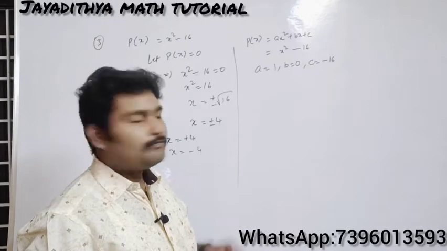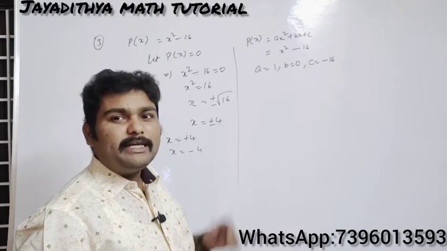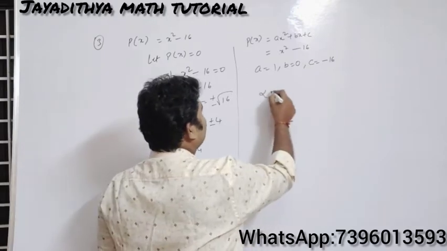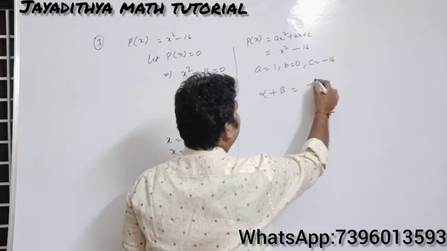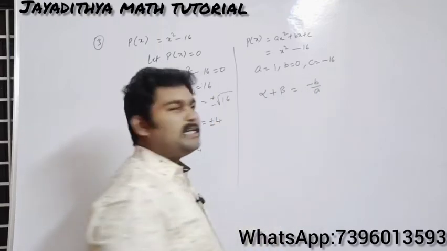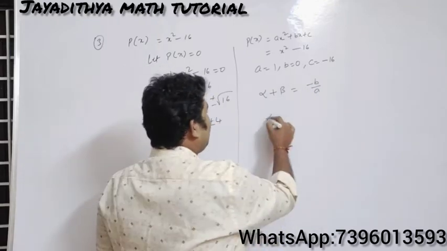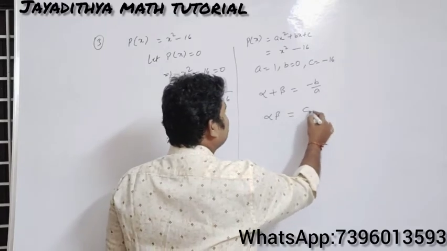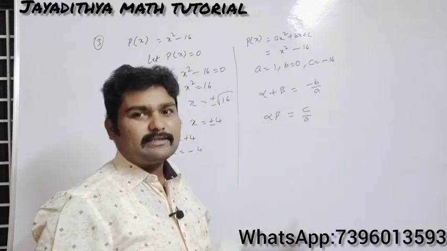And you should know the formula for alpha plus beta and alpha beta now. So you should check this one. Alpha plus beta must be equal to minus b by a, and alpha beta must be equal to c by a. You should check whether it is correct or not.